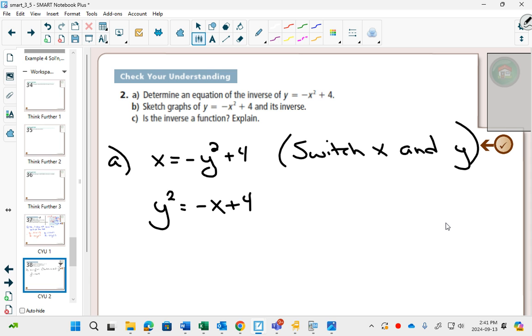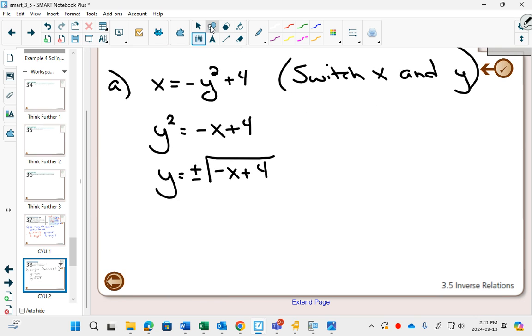And then the opposite of squaring is the square root, and we have to remember plus or minus. So there's the equation of the inverse. Sketch graphs of both of them.